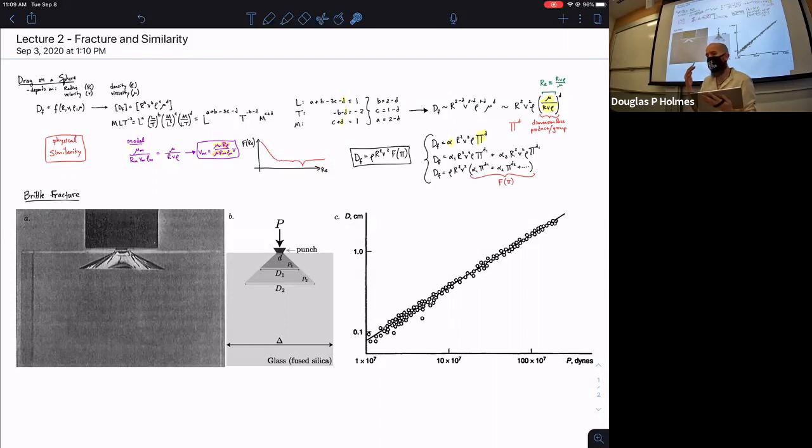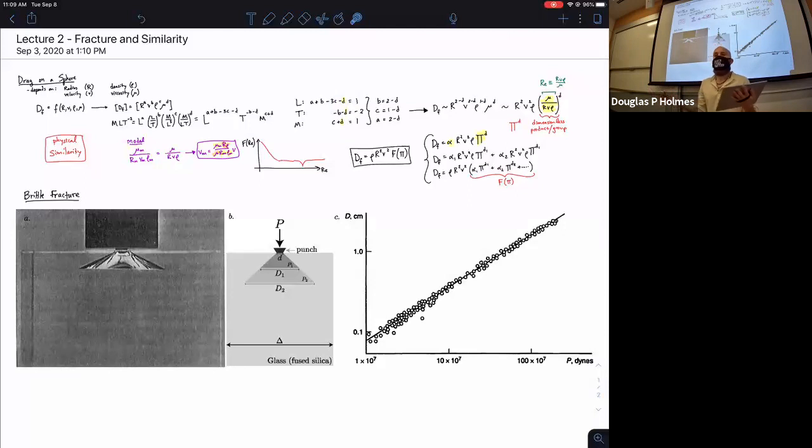That should tell you that there is likely some similarity or scaling that can be done to predict that shape. There's something underlying that physical phenomenon that keeps the shape self-similar. And here's the data of D, the base width, as a function of force. This is a load-controlled experiment, so they're applying more and more force on top of it, as opposed to controlling displacement, where you fix how far you're pushing into it.